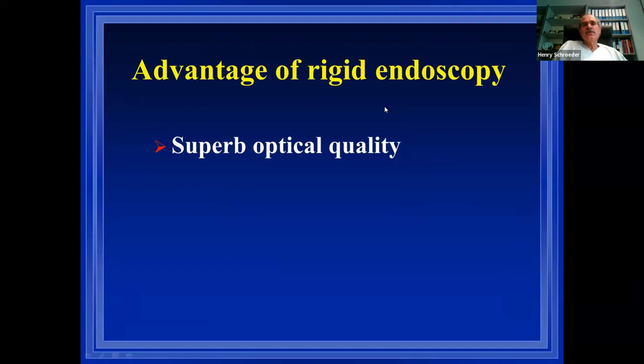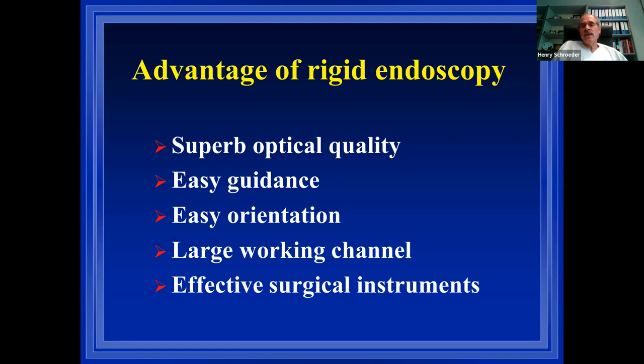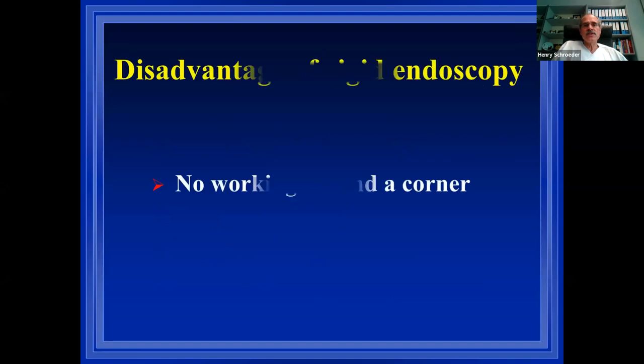So what are the advantages of rigid endoscopy? We have a superb optical quality because we have rod lens endoscopes. We have good illumination, magnification, and a high resolution image. It's very easy to guide because it's rigid. If you turn the camera in the right way, you have a good orientation, and it's very easy to guide it. Orientation is the same, and we have a large working channel, larger than with a flexible scope, and therefore we have very effective surgical instruments, for example, for tumor resection, colloid cyst resections.